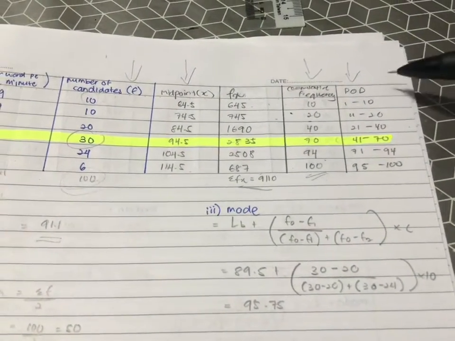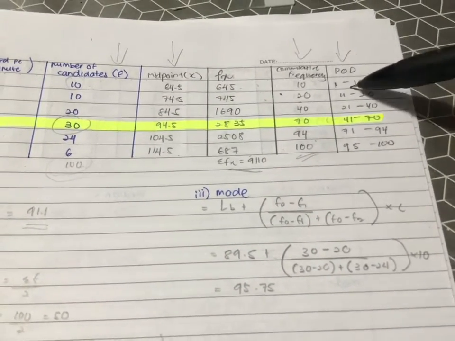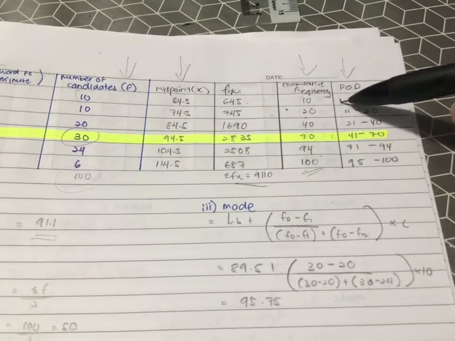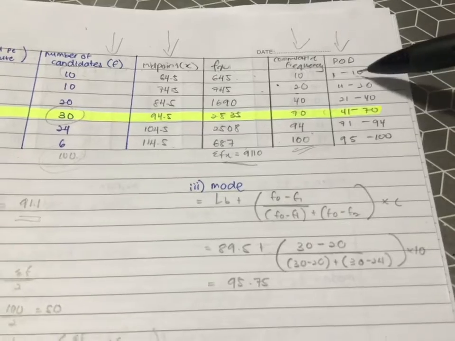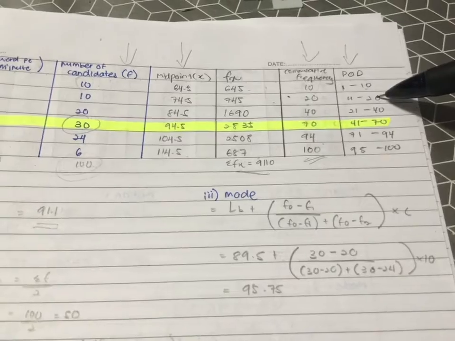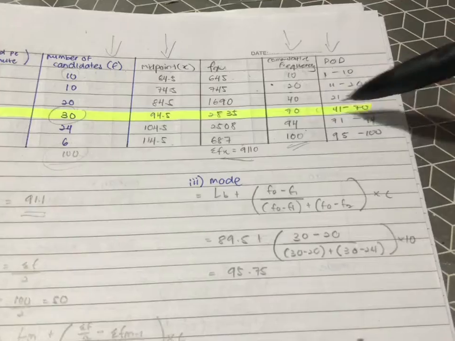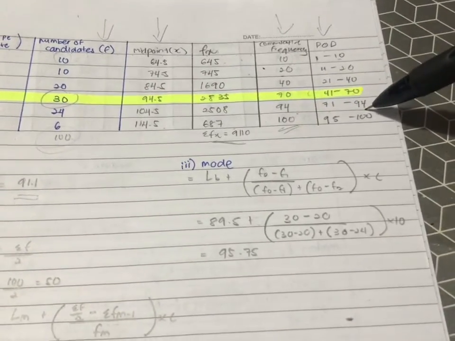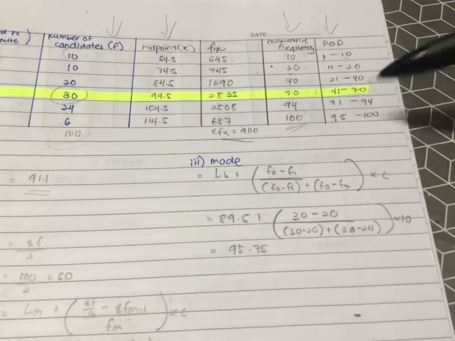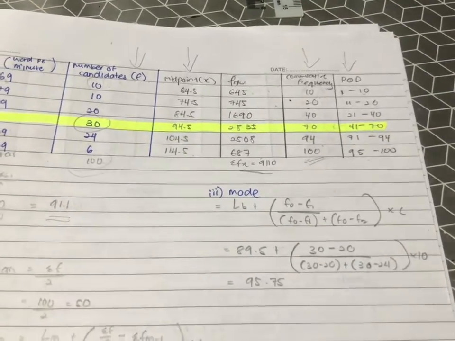And the position of data is like this. We must start with 1 until 10, so it relates to the cumulative frequency. For the second row, after 10 is 11, so 11 until 20. Then the third row is 21 until 40, then 41 until 70, then 71 until 94, and then 95 until 100. So that's how we find the position of data in cumulative frequency.